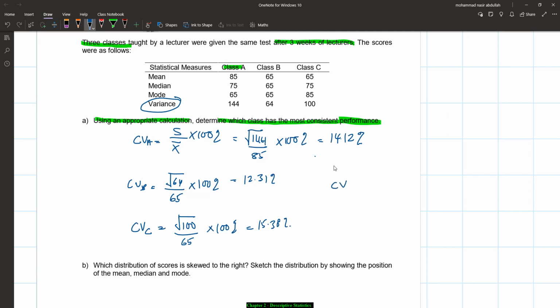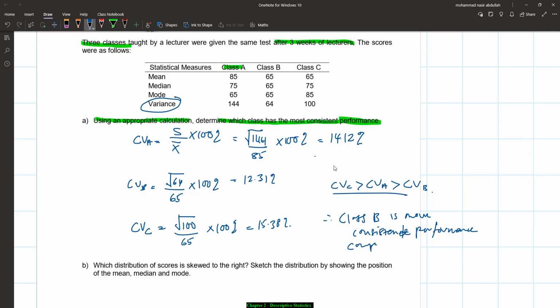So we can say that CV C is more than CV A, more than CV B. So class B is more consistent in performance compared to class A and C.